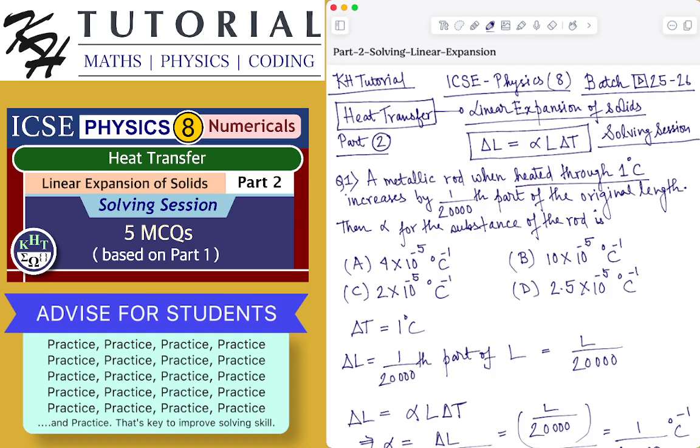In the next video, I will discuss the superficial expansion and cubical expansion of solids, and there is a relation between the coefficient of linear expansion, cubical expansion, and superficial expansion. All this I will discuss in the next video, and then after that I will solve more problems on the expansion of solids, that is linear, cubical, and superficial expansion of solids. So please stay tuned for all these videos to come soon.